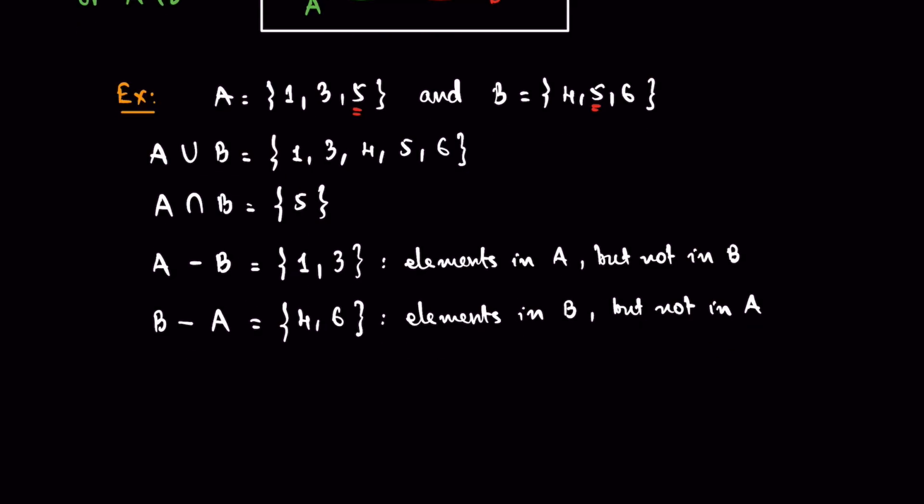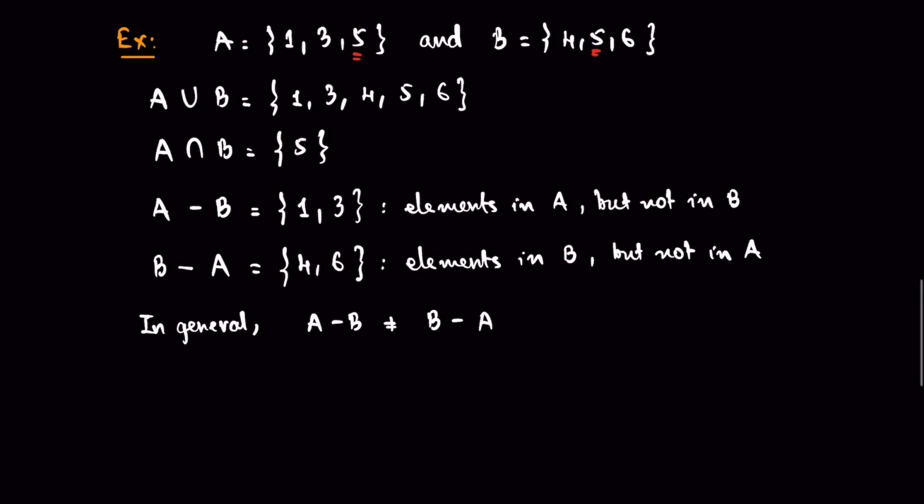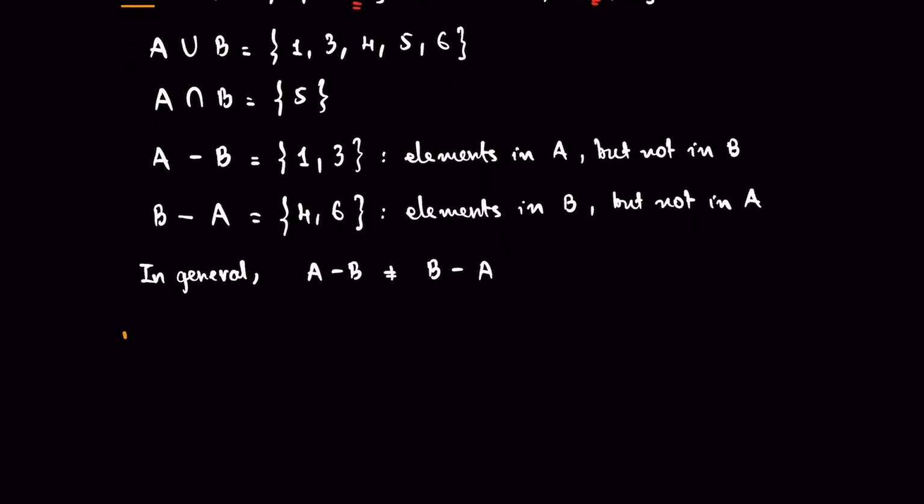So by illustrating this example, we can see that in general, the difference between A and B is different from the difference between B and A. So be careful with that. Now we're going to consider the last example here.